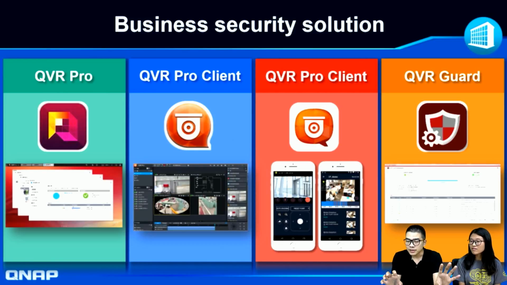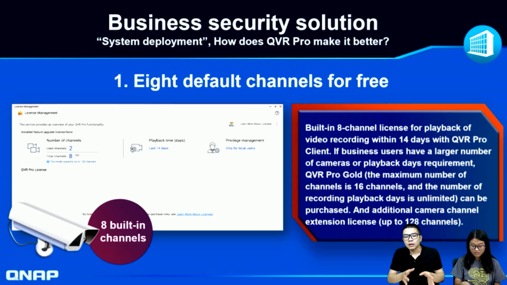When the QVR Pro is down, maybe like a power shutdown or something, the QVR Guard will automatically take over the job to do the rest of the recording until the QVR Pro is recovered. So they are using four of our products to make the whole system run nonstop. And Shara will do the rest on the next page, and she will tell us what are the other solutions that we can provide to the business industry.